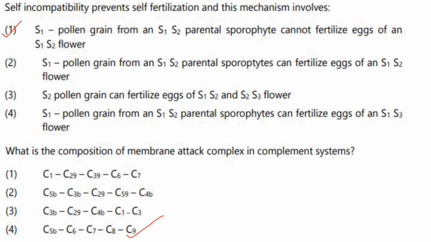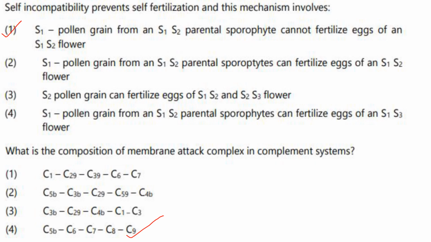Then next one, if you see S1 pollen grain from S1, S2 parental sporophytes can fertilize eggs of S1, S2 flower. No, they cannot fertilize. S2 pollen grains can fertilize eggs of S1, S2 and S2, S3 flower. No, S2 is present in the egg and S2 is also present in the flower. So S2 pollen grain cannot fertilize. S1 pollen grains from S1, S2 parental sporophytes can fertilize eggs of an S1, S3 flower. No. S1 is present in the egg also. So S1 pollen grain cannot fertilize.